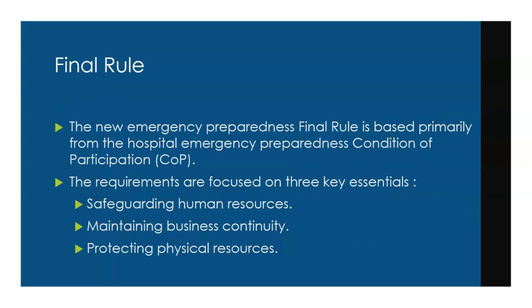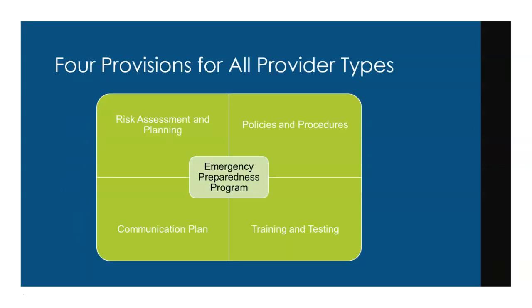Again, some of the things that are part of it are based on the hospital emergency operations condition of participation, and it deals with safeguarding human resources, maintaining business continuity, and protecting physical resources. So four provisions for all provider types. We need a risk assessment. We need policies and procedures, communication plan, training, and testing. So these are the things that need to be part of your emergency preparedness program.